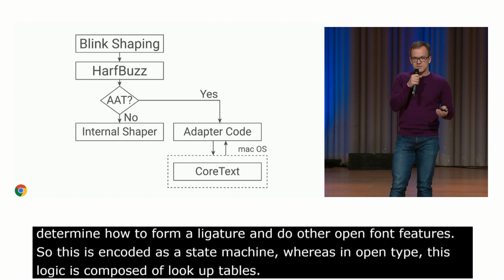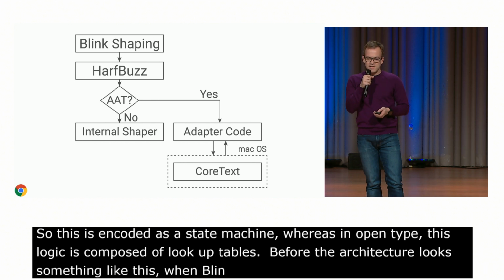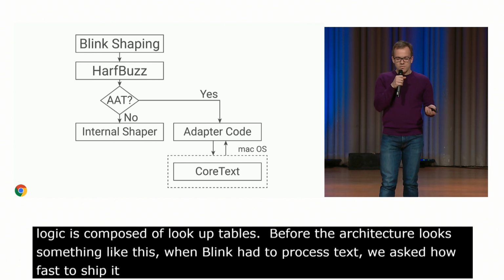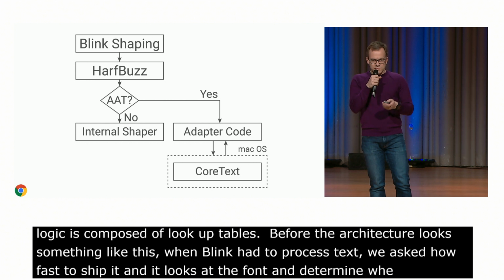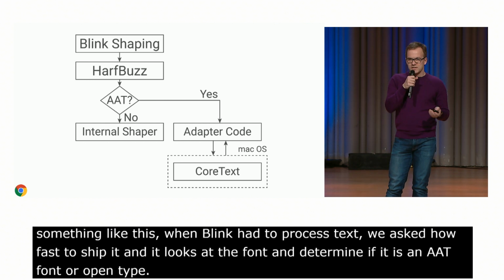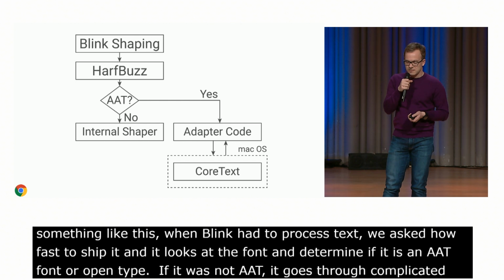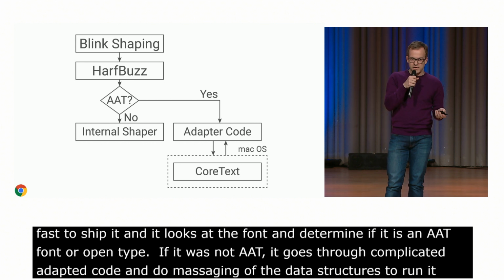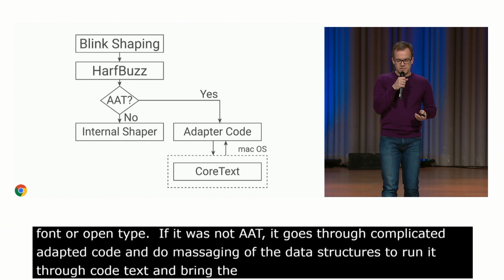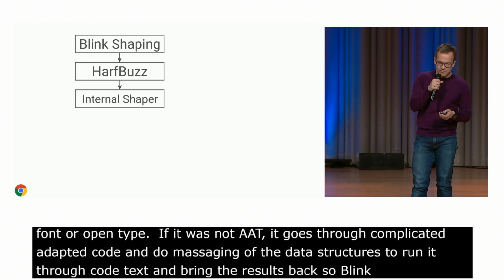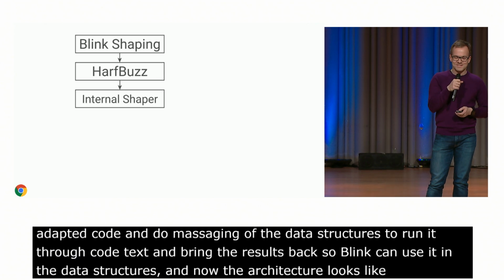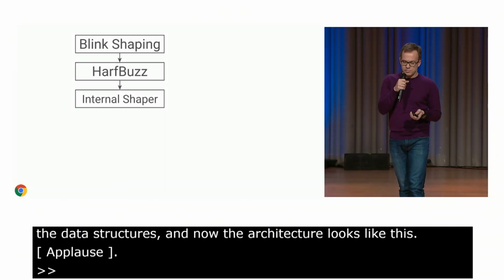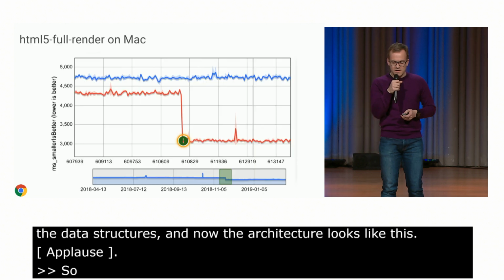So before, our architecture looked something like this. When Blink had to process a piece of text, we would have to ask HarfBuzz to shape it for us, and then HarfBuzz looks at the font and determines whether it's an AAT font or an OpenType font. If it was an AAT font, it had to go through some complicated adapter code and do some massaging of the data structures to be able to run it through Core Text and then convert the results back so that Blink can use it in the HarfBuzz data structures. Now the architecture looks like this. So we've taught HarfBuzz to be able to use these Mac system fonts directly.